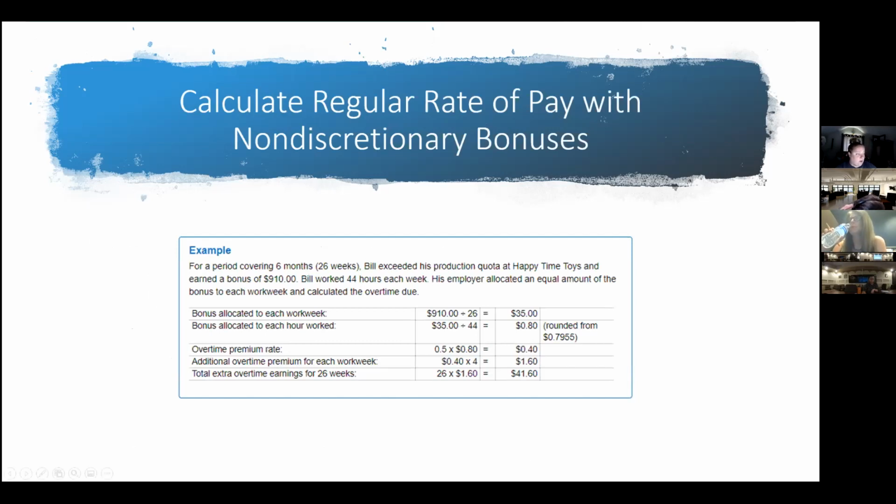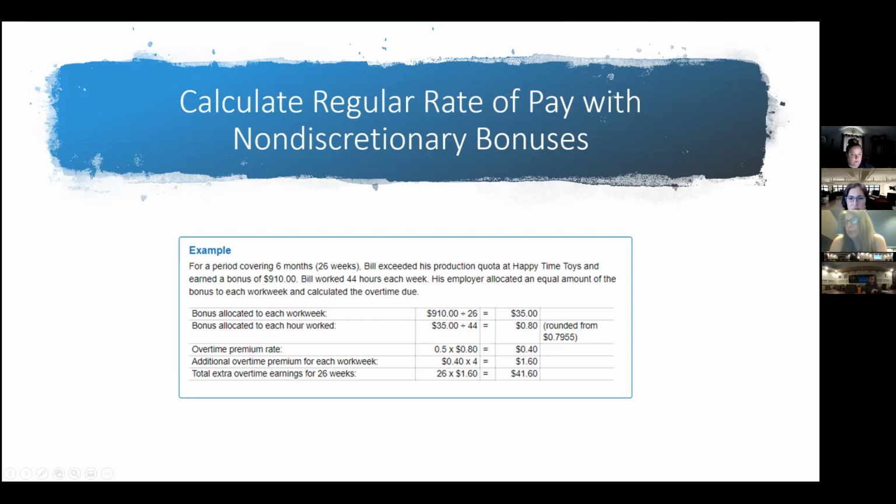All right, so for example, for a period covering 6 months or 26 weeks, Bill exceeded his production quota at Happy Time Toys and earned a bonus of $910. Bill worked 44 hours each week. His employer allocated an equal amount of the bonus to each work week and calculated the overtime due. So since he was given a bonus for a specific time frame in which he earned the bonus, they had to calculate the amount for time that needed to be recalculated based off the bonus that he was paid for those hours.